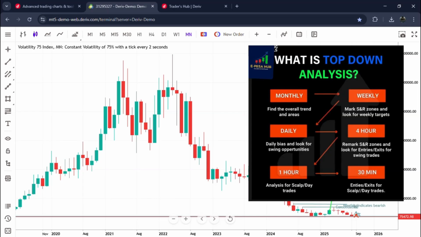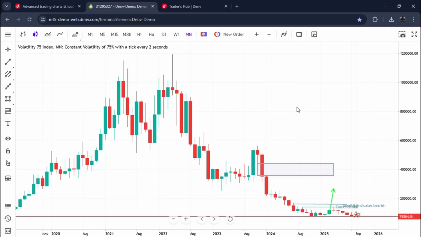I'll be using the V75 index under synthetic indices to showcase top-down analysis. Generally, you can use top-down analysis to analyze any market, be it currency pairs under forex, commodities like gold, etc. If you want to get access to the market I'll be using today, that is V75, you need to have an account with Deriv broker, either demo or real.